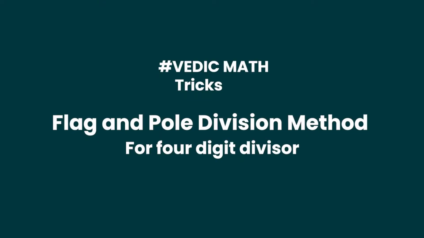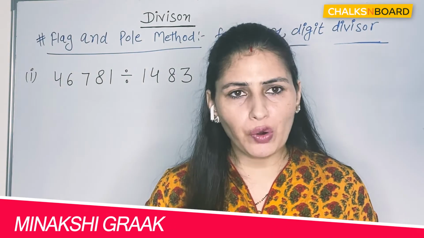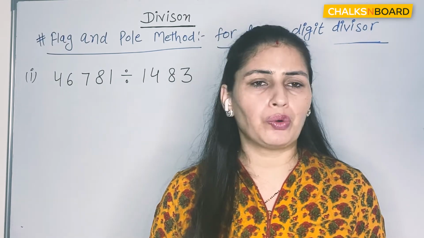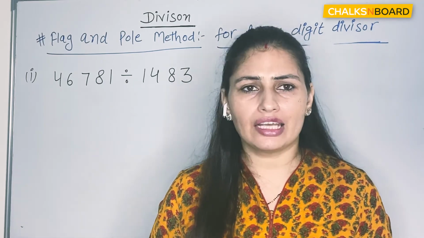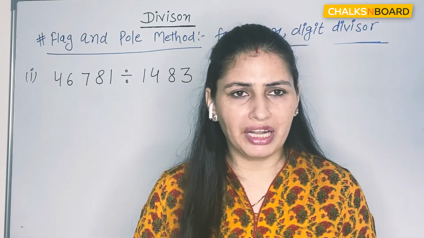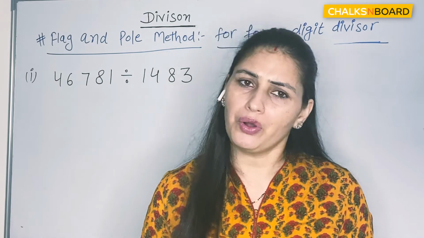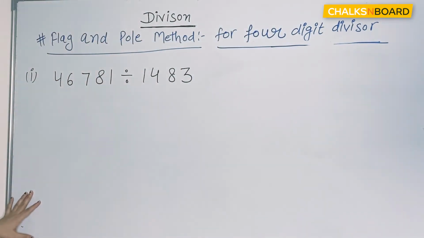Let's start another trick for division, that is the flank and pool division method, but divisor is 4-digit number. We already discussed flank and pool division method for 2-digit number divisor and 3-digit number divisor. So let's see कि अगर हमारे पास 4-digit number divisor है तो कैसे हम flank and pool division method को apply कर सकते हैं. Here you can see 46,781 divide by 1483. That means divisor is 4-digit numbers.